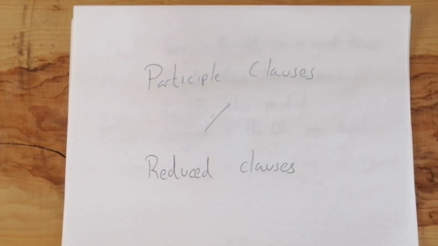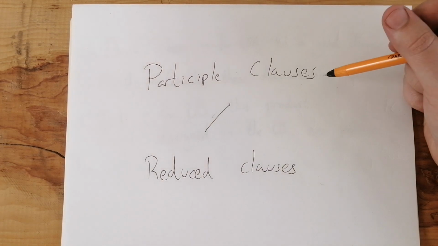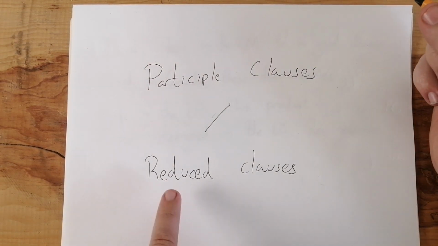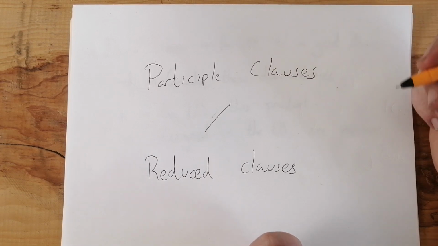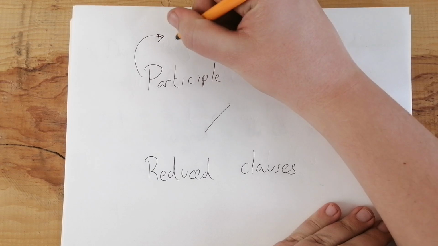So the second video I want to do is on a topic which I don't think I explained very well in the class: participle clauses, or reduced clauses. Sometimes they're called reduced clauses, we'll see why in a moment. Some people call them participle clauses. But before we do that, we need to talk about two types of participle.